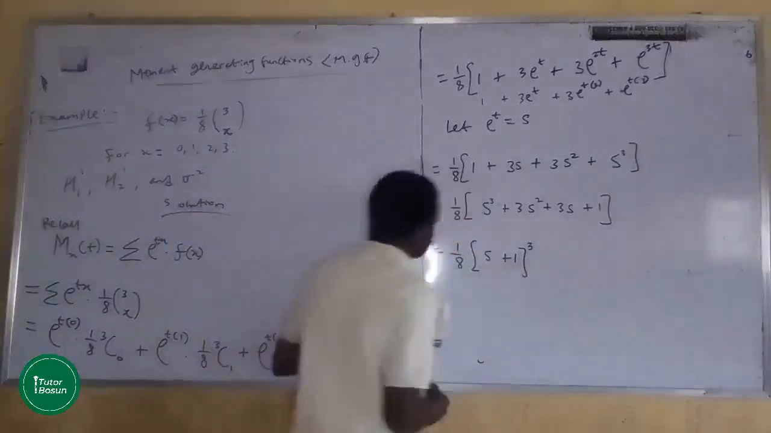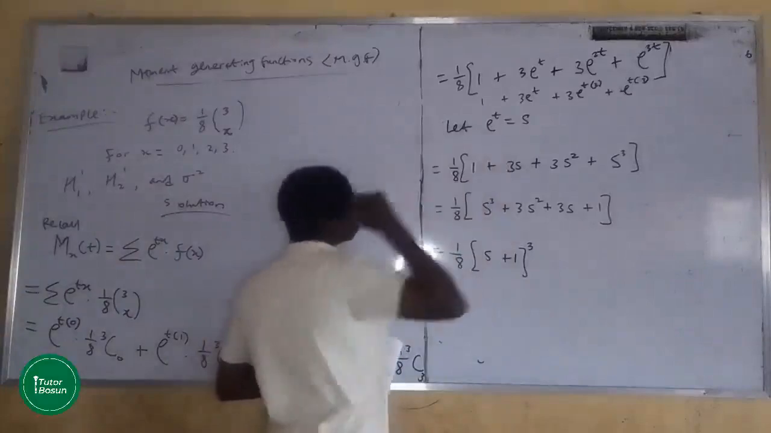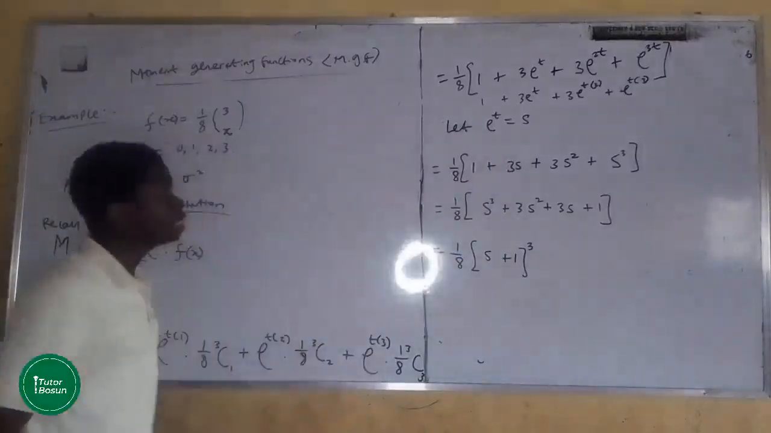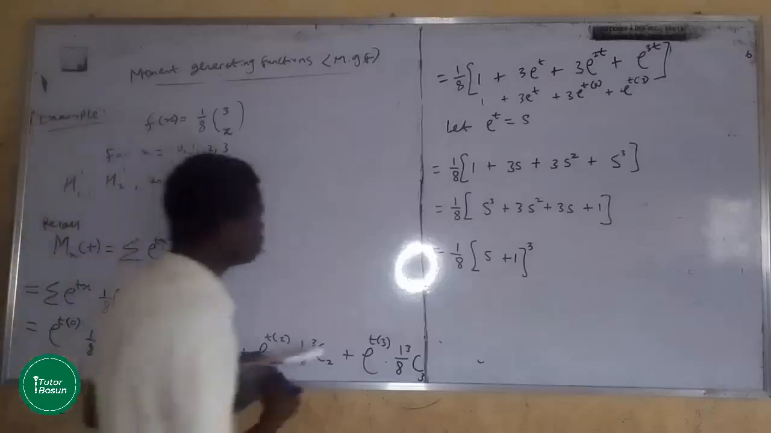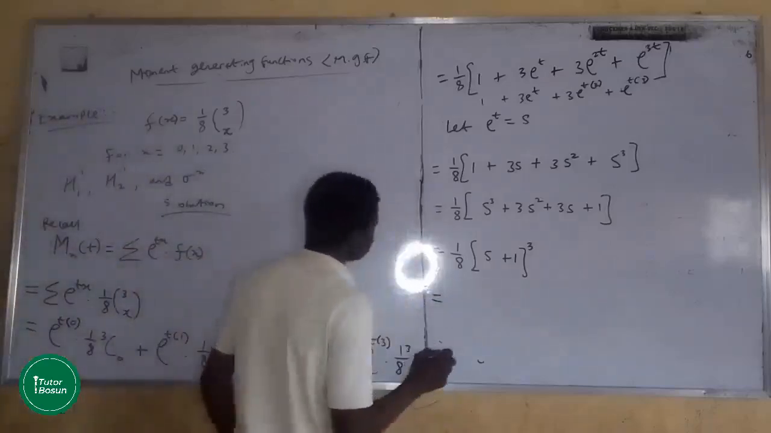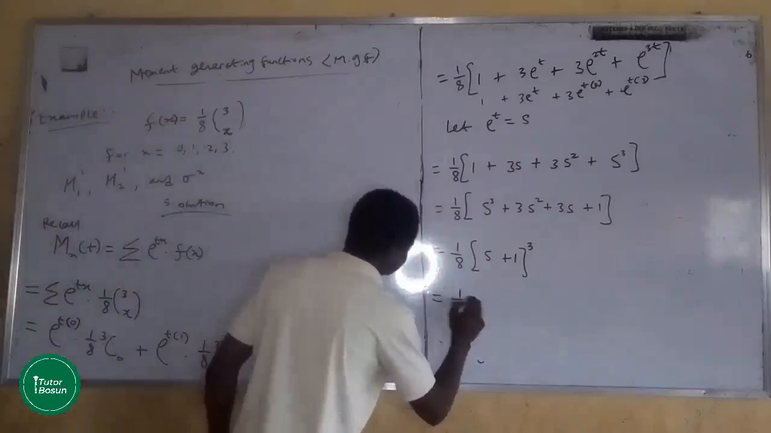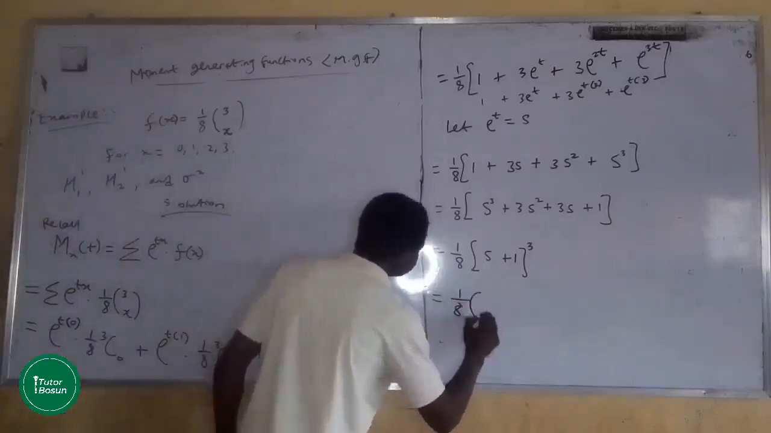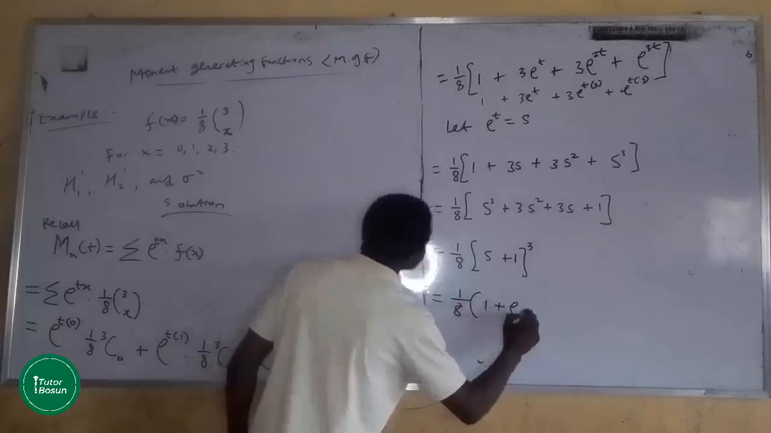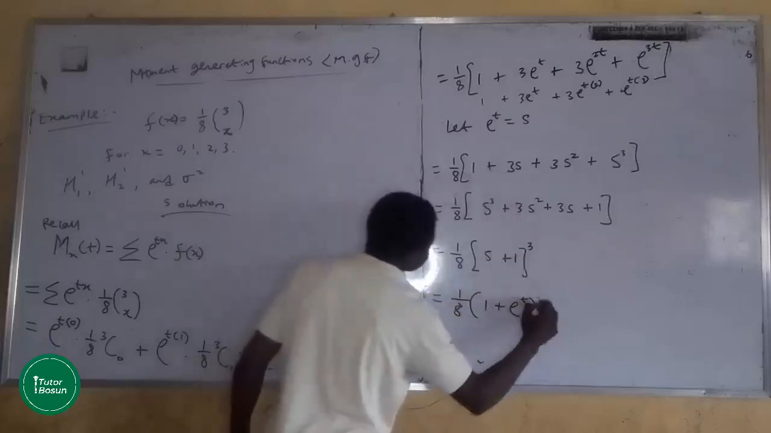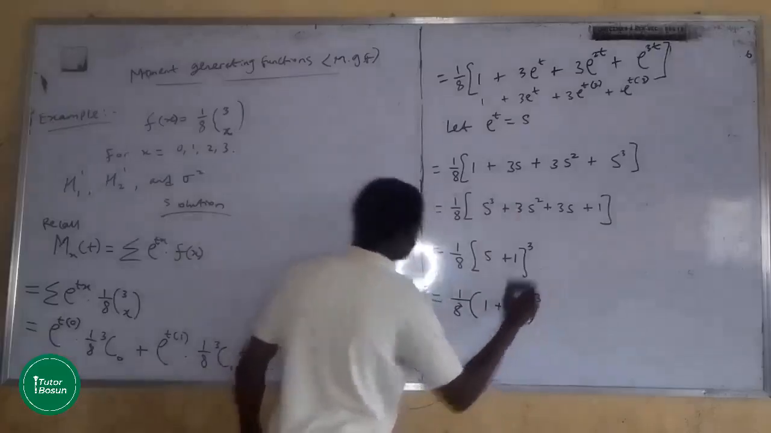So we are going to break this down, but don't forget, we substituted exponential t for what? For x. So let's return our exponential t. So here we are having 1 over 8 into 1 plus exponential t raised to power 3.